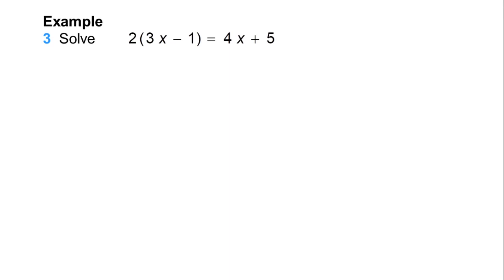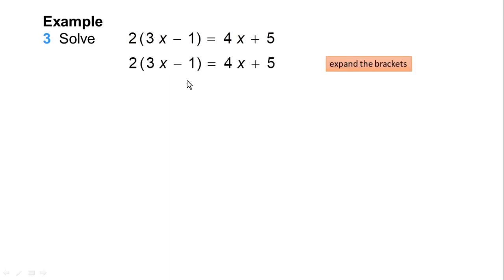Example number 3. I have here 2 times the quantity of 3x minus 1 is equal to 4x plus 5. You will notice that I have a 2 multiplied to a quantity inside the bracket or inside a parenthesis. What I will be doing is to distribute and expand the bracket. Expand the bracket, so 2 times 3x will become 6x. 2 times negative 1 is negative 2. So it will become 6x minus 2 is equal to 4x plus 5.